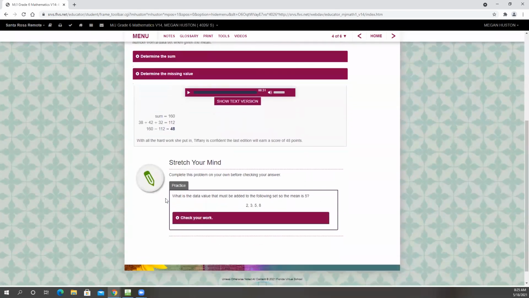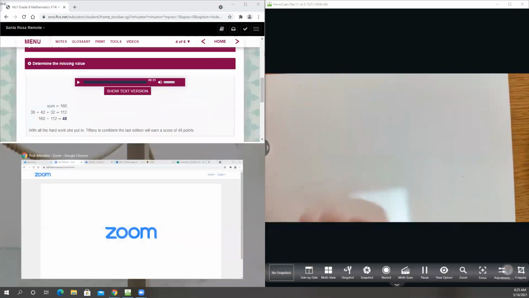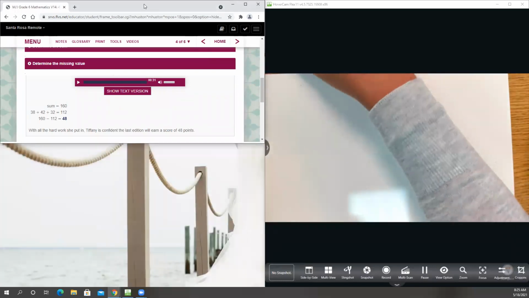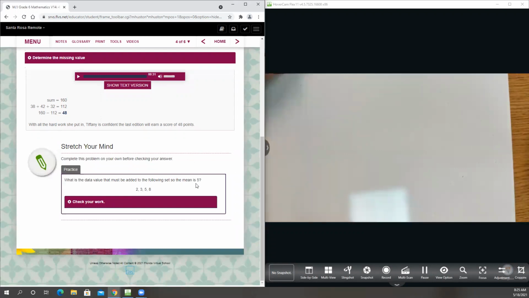So let's go ahead and look at this example down here. Okay, I'm going to go ahead and pull up my camera. There we go. Oh, let me try that again. There we go. All right, so what is the data value that must be added to the following set? So the mean is 5. So we want our mean to be 5.